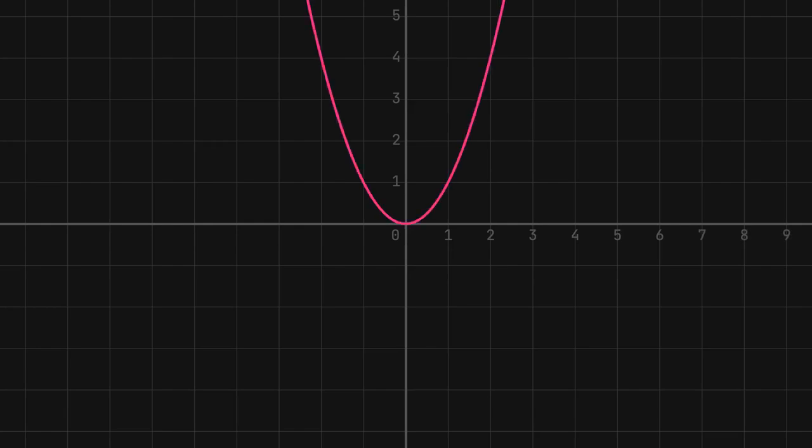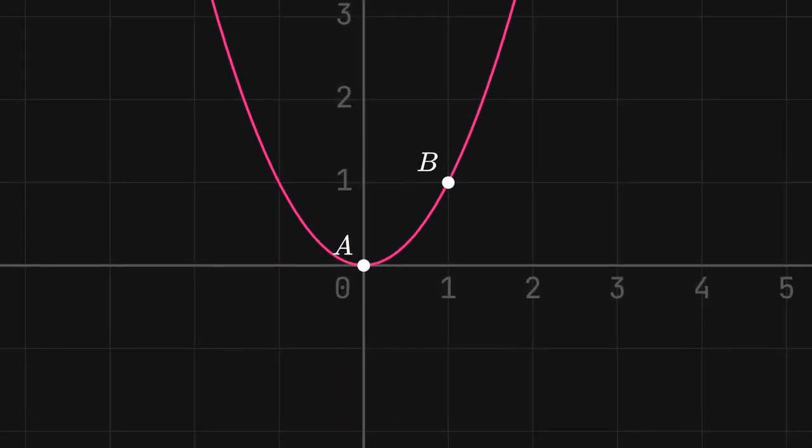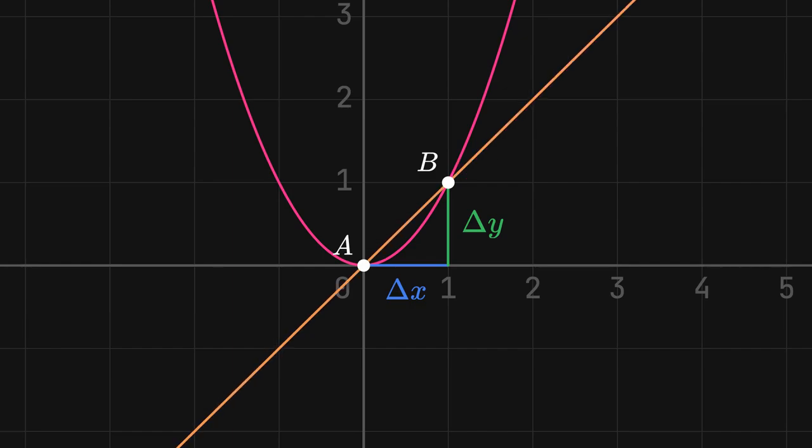Let's graph the quadratic function f of x equals x squared. We'll have 2 points on the graph again, A and B. Here's our delta x and y like last time, and an orange line representing slope between the 2 points. This time the orange line was extended out so that we could see slope more clearly. Remember that the slope of the orange line is calculated as delta y over delta x.